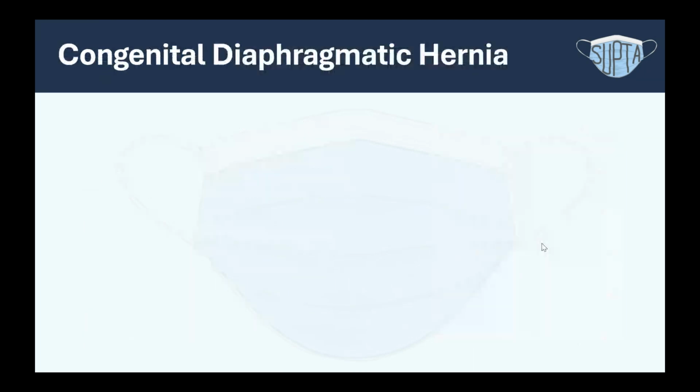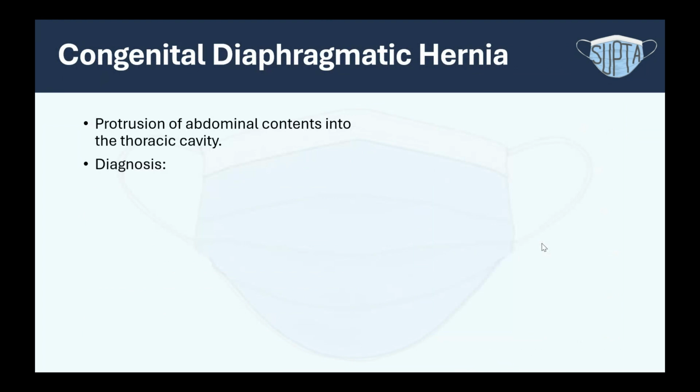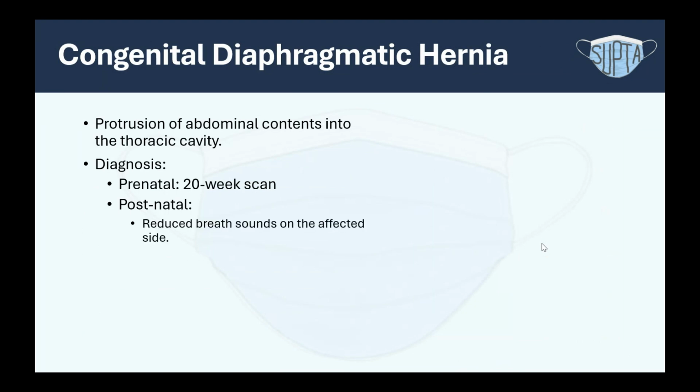So CDH is a developmental defect that leads to the protrusion of the abdominal viscera into the thoracic cavity. When it comes to diagnosis, these are usually diagnosed with a 20-week scan. This doesn't always happen, so there are some signs that you need to look for postnatally as well. One of the signs that you might see is reduced breath sounds on the affected side. For example, if the abdominal viscera has herniated into the left chest, you may hear reduced breath sounds on the left side, hence the affected side.